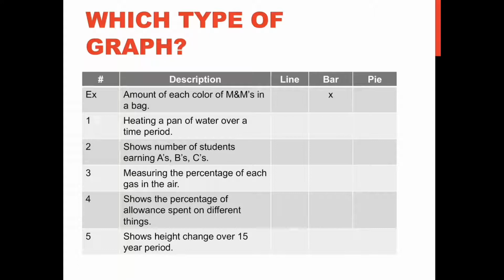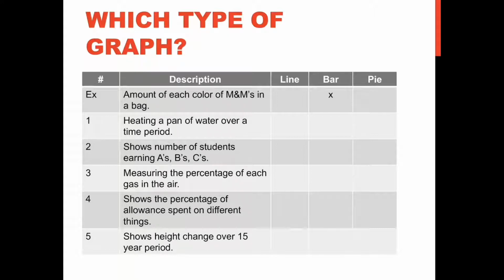So now let's go through these and see if we can figure out which type of graph you would use for these. So the first one, this is the example, the amount of each color of M&Ms in a bag. You would use a bar graph for this, because you're going to open a bag, sort through the M&Ms, put the same color in each pile, count them, and then write like green had 3, red had 2, so on and so forth.